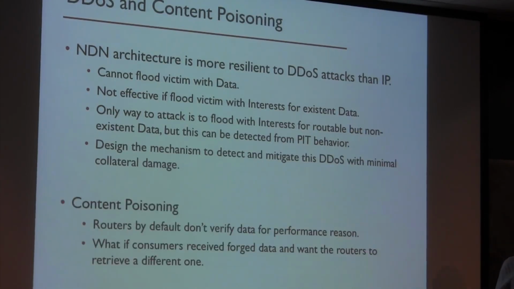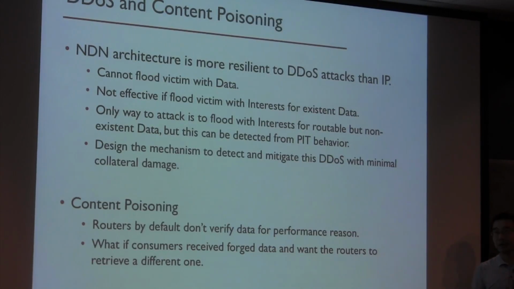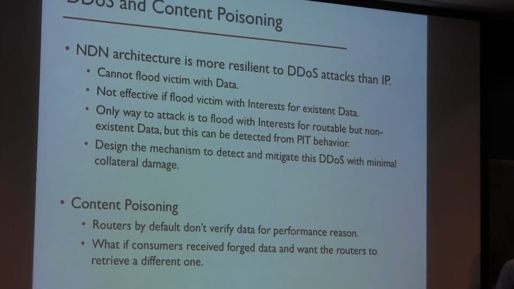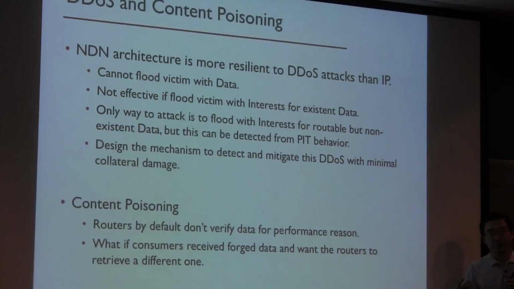Another type of thing is content poisoning. Say I send an interest and I get data, but my neighbor deliberately forged a fake data and gave it to me. As a consumer, I always verify the signature, retrieve the keys and the certificate, and eventually verify it's legitimate good data. If it's bad, I will be able to detect it. Okay. It's not the case for the router by default, because if the router verified every data, it would be really a lot of workload. For performance reasons, you don't want the router to verify every packet.